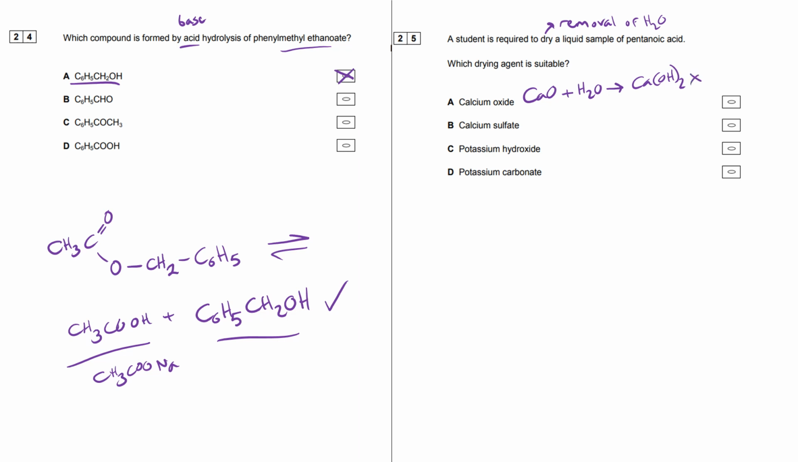Calcium sulfate is a useful drying agent. So calcium sulfate is one that's used, and anhydrous calcium sulfate will react with water molecules to form hydrated calcium sulfate solid. So B is correct. Potassium hydroxide and potassium carbonate are both soluble ionic compounds, so they're not useful drying agents because they're just going to dissolve in the water that's present. So calcium sulfate is an example of a drying agent that's worth learning.